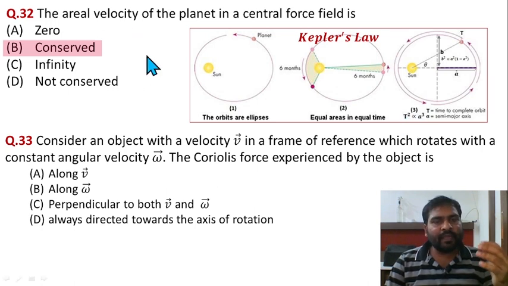Aerial velocity is the area covered in a unit time. In unit time, equal area is covered. That's why aerial velocity is going to be conserved or constant. Option B is correct here.